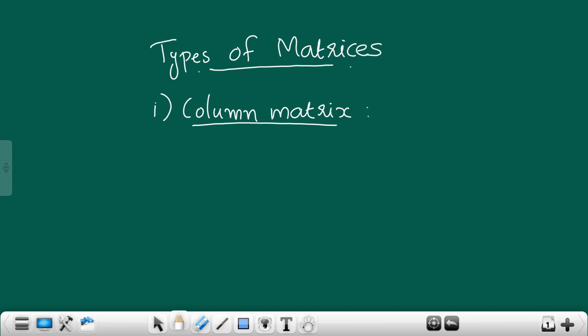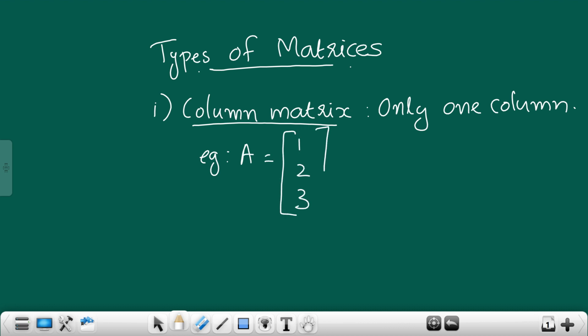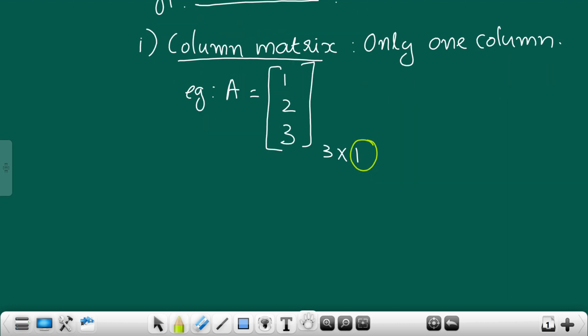A matrix having only one column is called a column matrix. Here we mention only one column. For an example, matrix A equal to 1, 2, 3. Here order of the matrix: number of rows is 3, number of columns is 1. So this matrix having only one column is known as a column matrix.